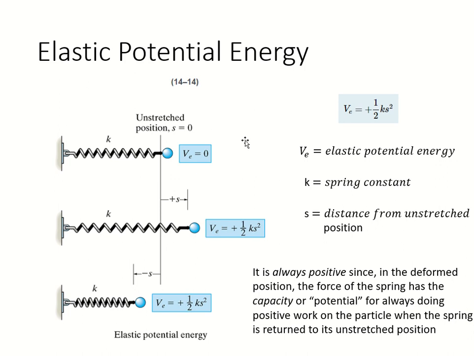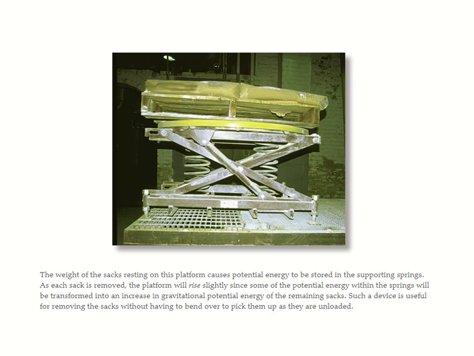It's just the mass changed into the spring constant. So then we define each symbol. That's your elastic potential energy, this one is your spring constant, and s is your distance from the unstretched position, your reference position.